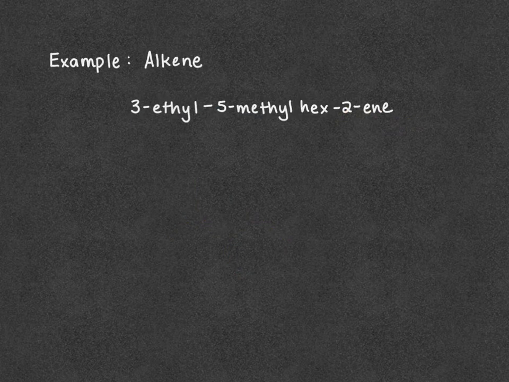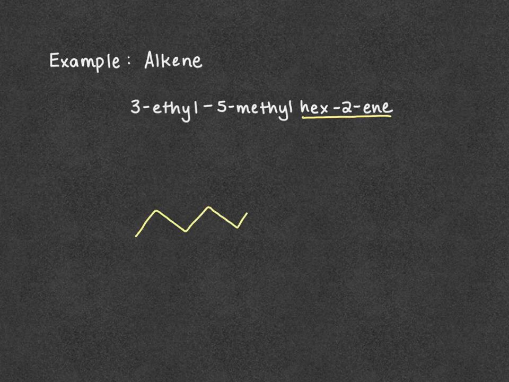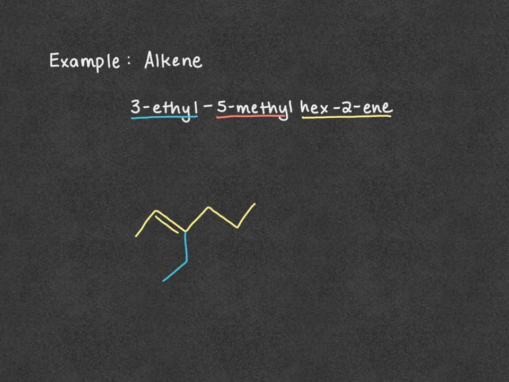In our second example, we're going to look at drawing an alkene. So same thing, we're going to start with our parent chain, hex-2-ene. So I'll start by drawing hexene, so 6 carbons, and I'll put on carbon 2, so 1, 2, I'll put my double bond. So I've drawn hex-2-ene. On the third carbon, I'm going to draw an ethyl group, and on carbon 5, I'm going to draw a methyl group, so 1, 2, 3, 4, and 5.